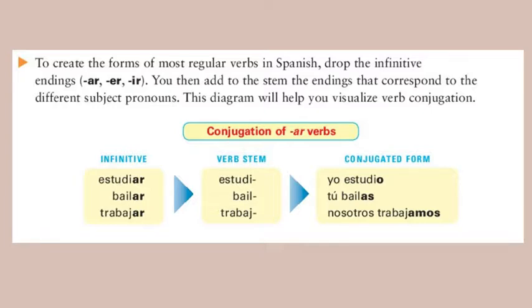You then add to the stem endings that correspond to different subject pronouns. This diagram will help you visualize the verb conjugation. To begin, as I said, first with the infinitive. For example, estudiar, bailar, trabajar. Drop the ending. We just have the stem, for example, estudi, and then we have the conjugated form in which we add the endings that we'll look at in a moment. Por ejemplo, yo estudio, meaning I study. Tú bailas, you dance. Nosotros trabajamos, we work.